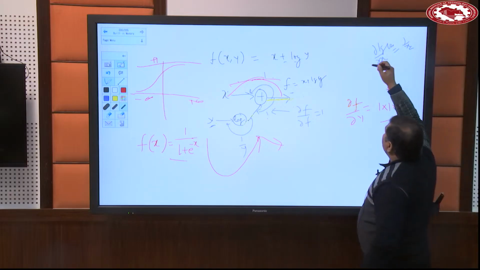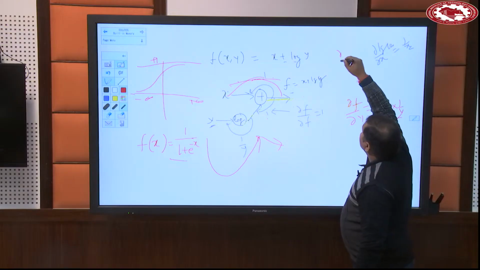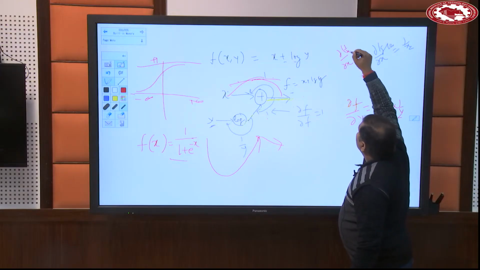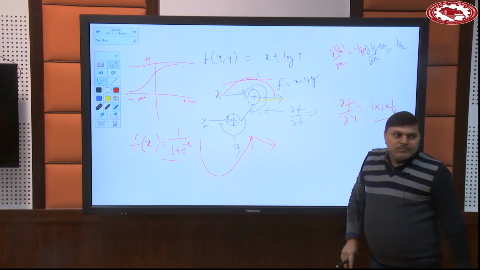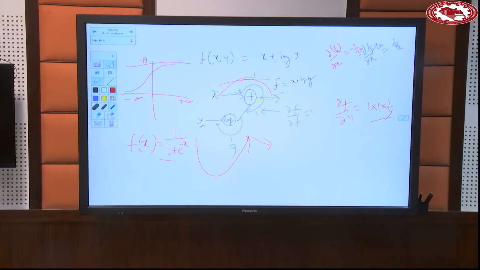By the way, can anyone tell what is the gradient of 1 by x? You know that this is minus 1 by x square, right? So, if you have an inverse operator, what does it do? If you compute the gradient of the inverse operator, it is simply the negative of 1 by input square. So, that is the idea. We will do it here.